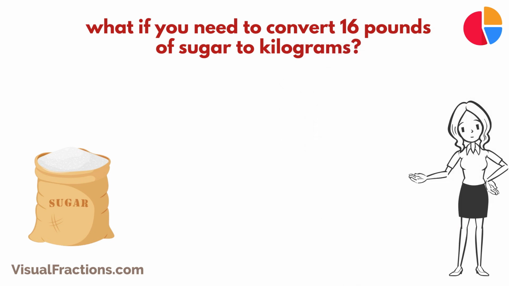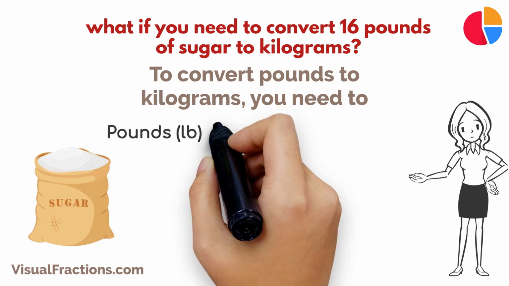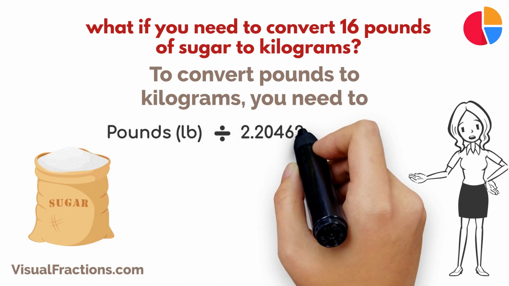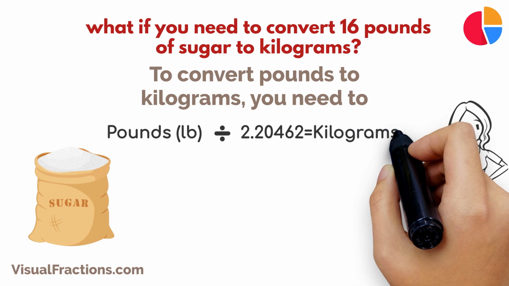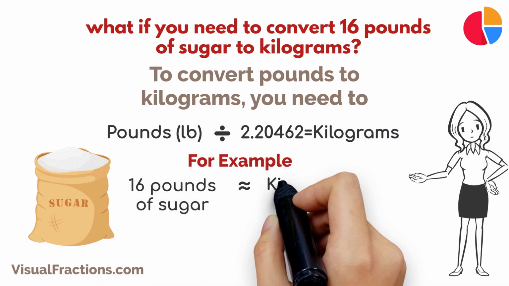But wait, what if you need to convert 16 pounds of sugar to kilograms? Don't worry, we've got you covered. To convert pounds to kilograms, you need to divide the number of pounds by the conversion factor of 2.20462. Let's walk through an example of how to convert 16 pounds of sugar to kilograms.